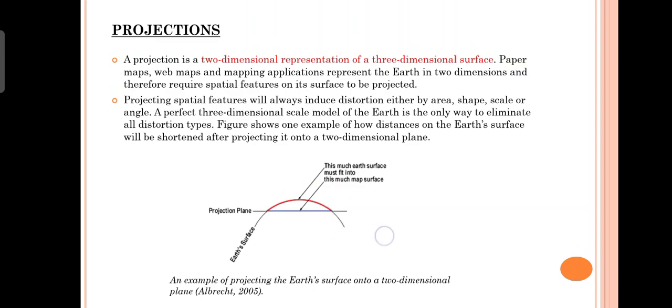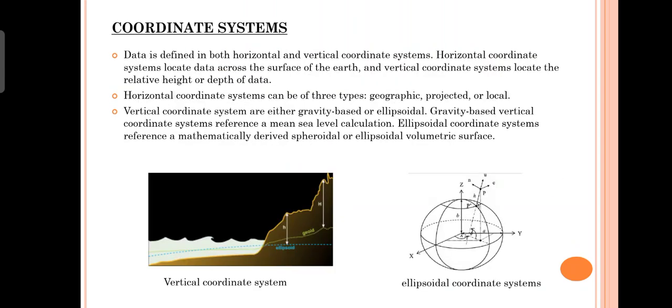And this figure shows how distance on the Earth's surface will be shortened after projecting it onto a two-dimensional plane. The red line shows the Earth's surface and the blue line shows the projection plane. 3D into 2D.